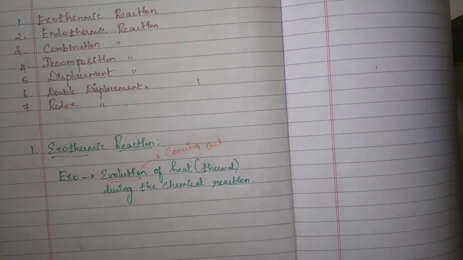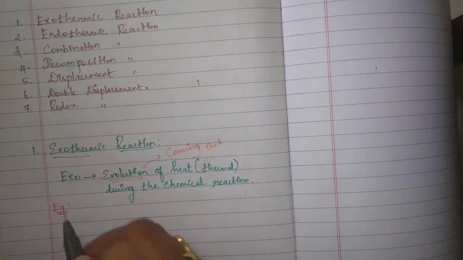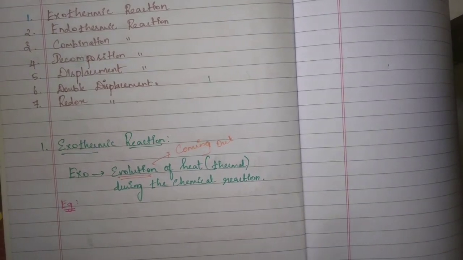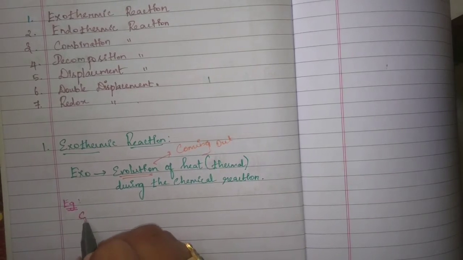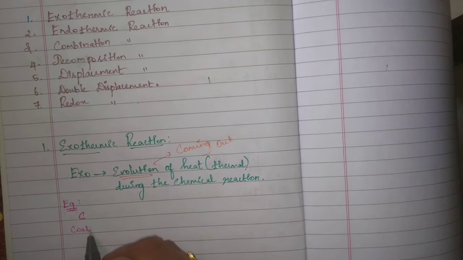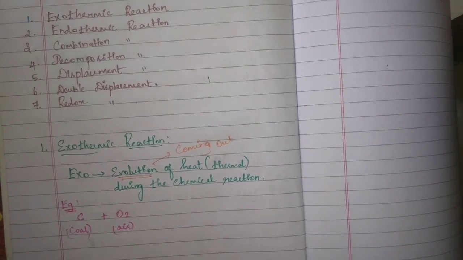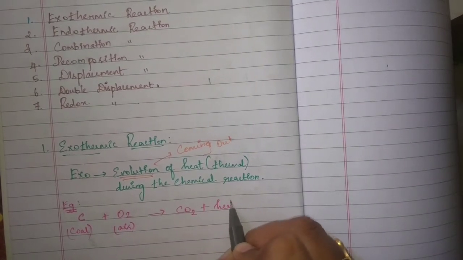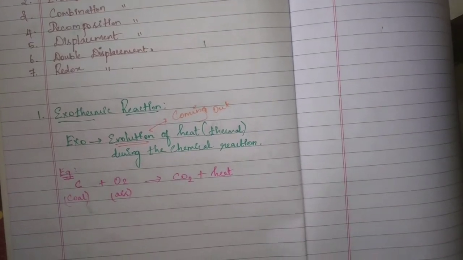So let us discuss examples, because these examples may be asked in 1 mark questions, 2 marks or hard questions. Examples are very important, students. First one, burning of coal. Coal is nothing but carbon. Burning of coal in air, which has oxygen, forms carbon dioxide, and heat is evolved during the reaction. This is an example of exothermic reaction.